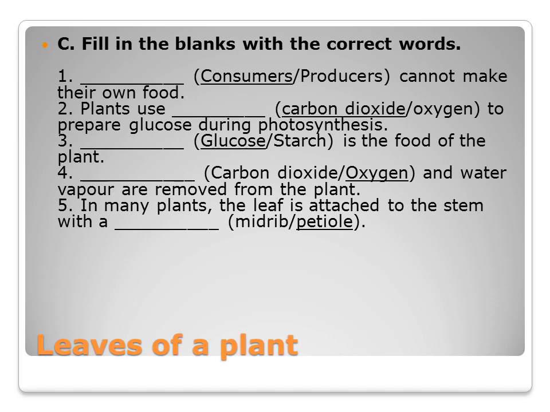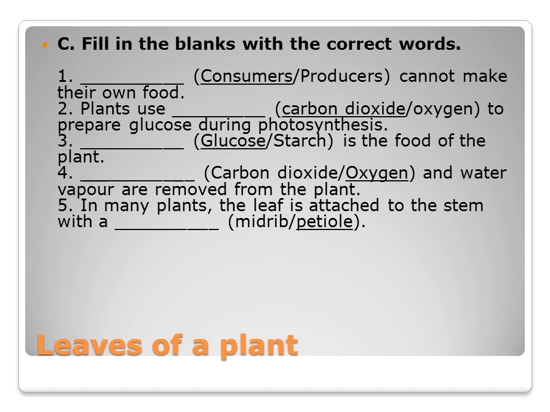Third one, dash is the food of the plant. Which is the food of the plant? It is glucose. Fourth one, dash and water vapor are removed from the plant.